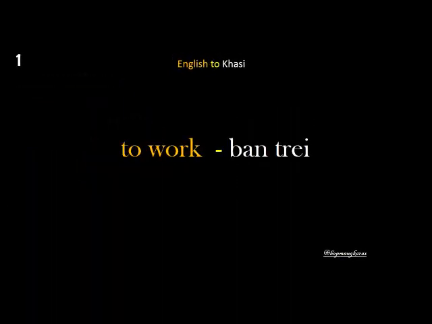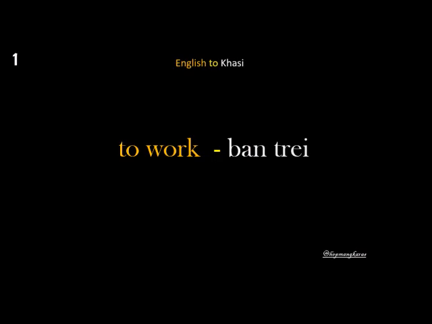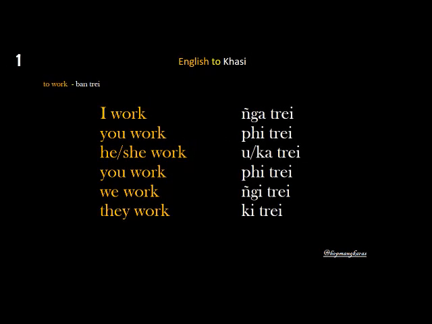First one is to work. Ban trai. To work, ban trai. So this is the conjugation that you will be following from this moment onwards till the end of this video. So when you say I work, in KHASI we say nga trai. If you see over on the top over there, to means ban. So we have removed the ban and we have put only trai, because the pronoun is there in the front. So nga trai, I work.